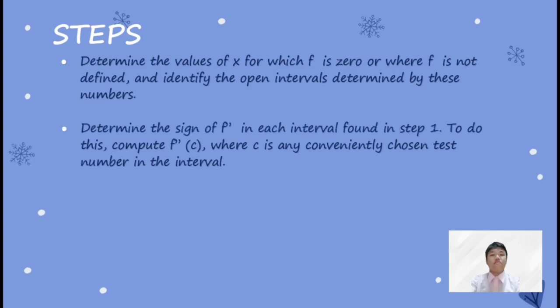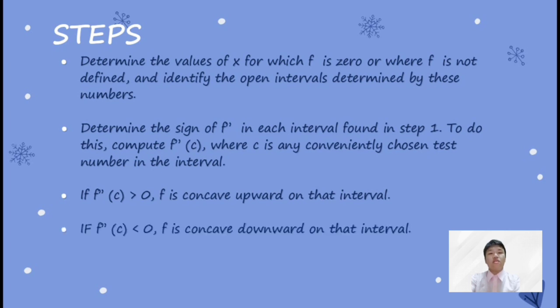Second, determine the sign of the second derivative of f in each interval found in step 1. To do this, compute the second derivative f''(c) where c is any conveniently chosen test number in the interval. If the second derivative f''(c) is more than 0, f is concave upward on that interval. If the second derivative f''(c) is less than 0, f is concave downward on that interval. Go back to the question.